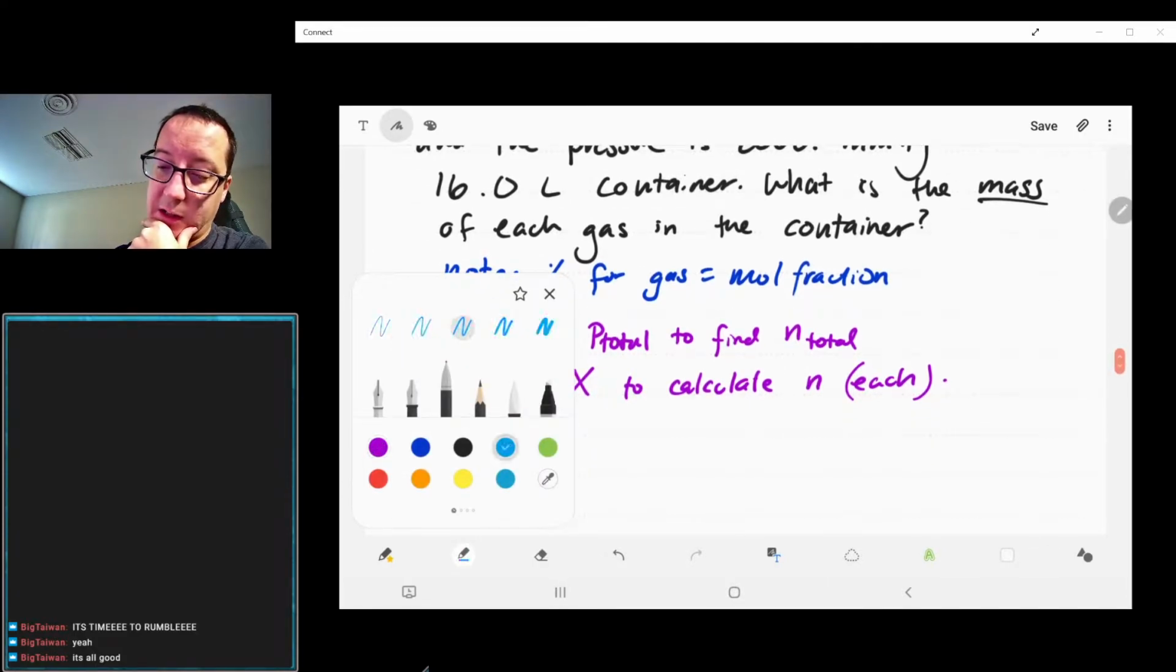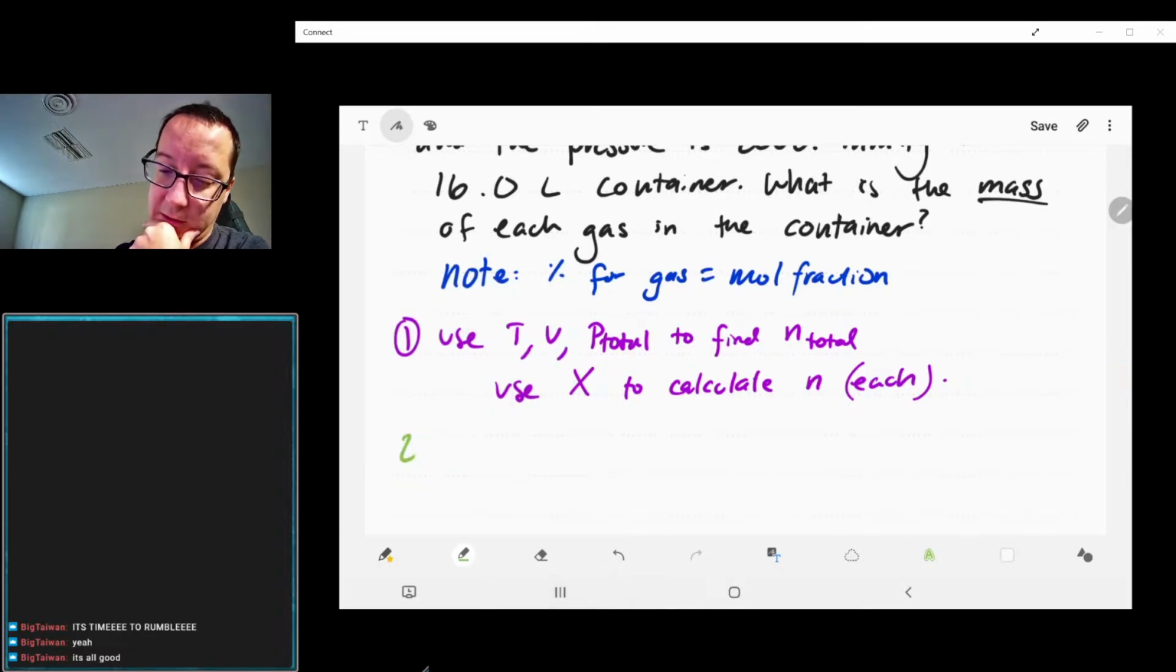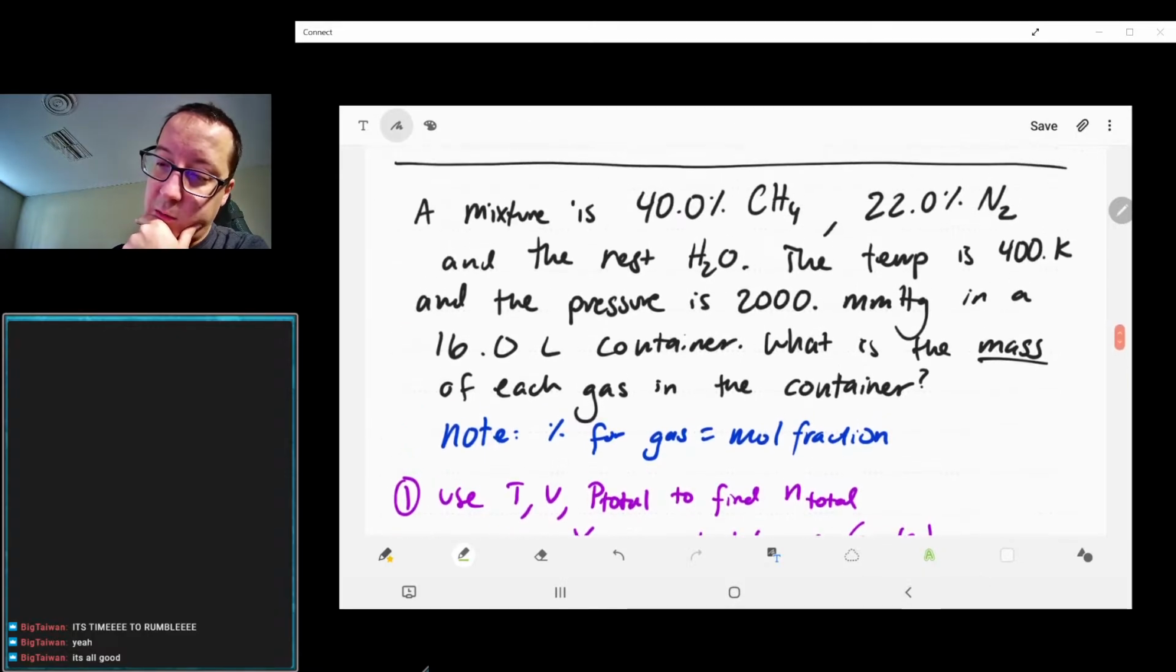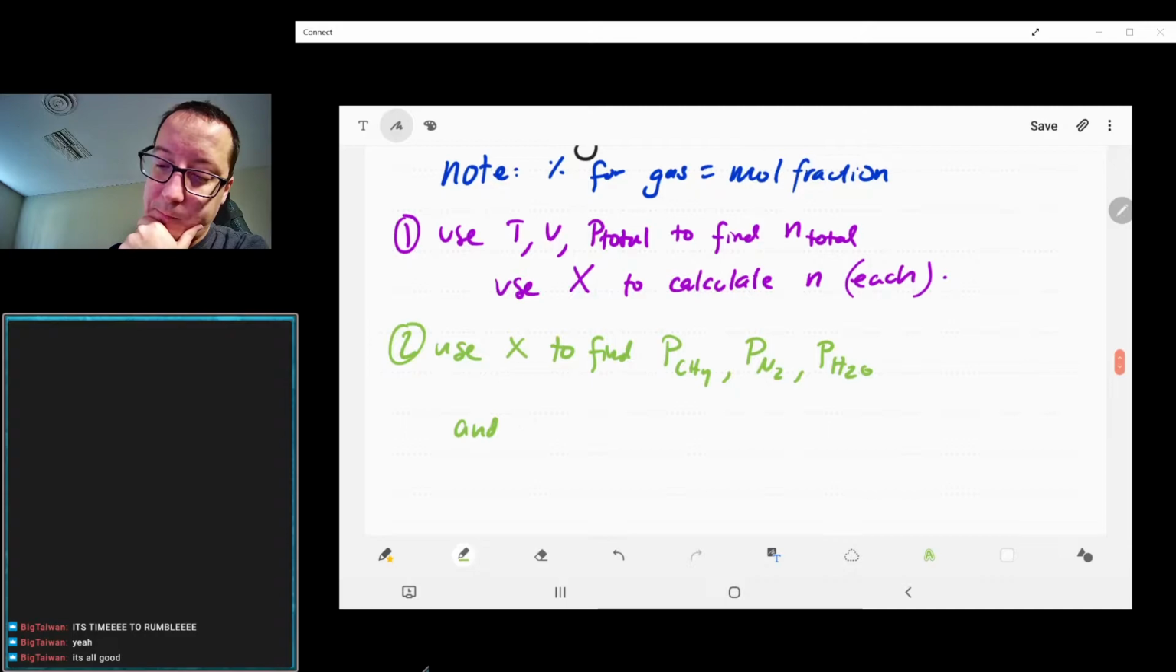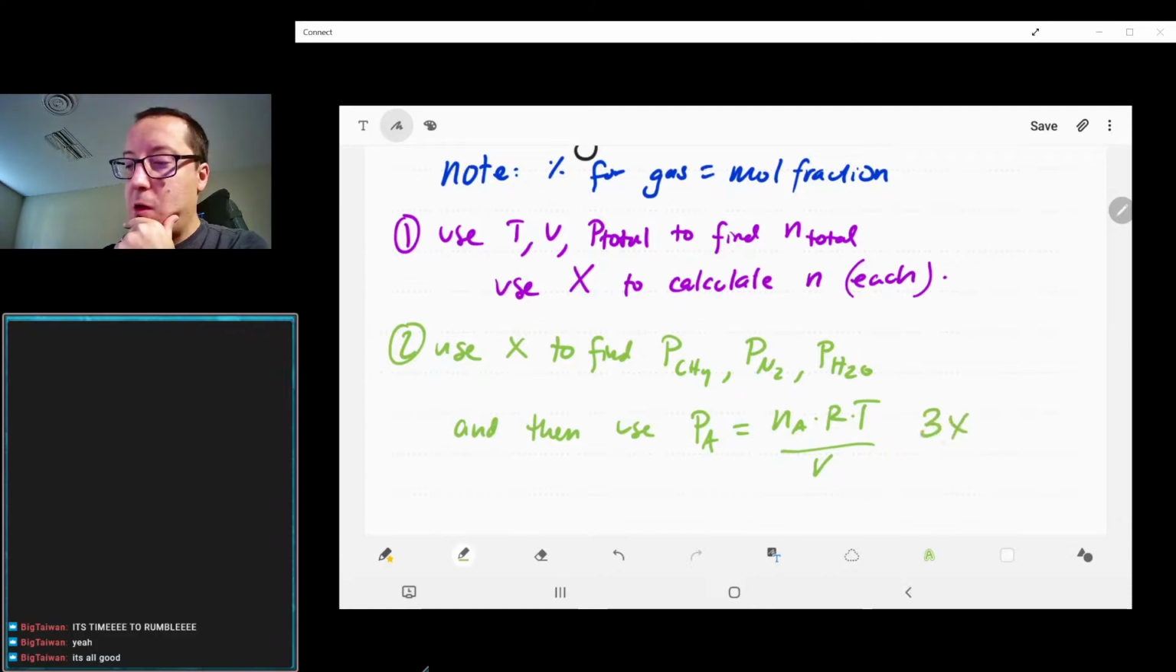Alternatively, if you were so inclined, you could do the green method, which is use mole fraction to find the partial pressures of methane, and so on, and then you can do the ideal gas law 3 times. Which is fine. Either way will work. You kind of have two pathways here.